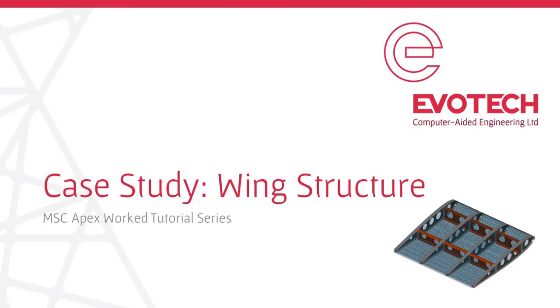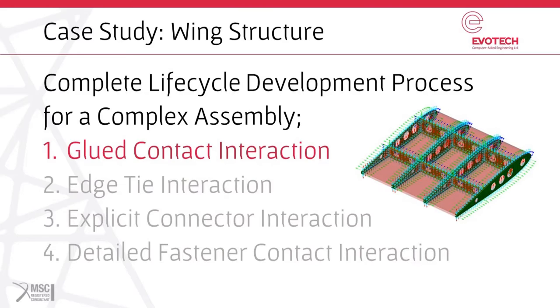This time we're looking at a wing structure case study and how the power of Apex can help us through the complete development process from concept to certification for a complex assembly. In this, the first tutorial of the wing structure case study, we'll explore some of the glued contact interaction techniques within Apex. We'll look at specific glued contact examples, highlighting highly idealized yet efficient assembly definition, primary sizing and load path assessment, and quick turnaround for trade studies and what-if analysis.